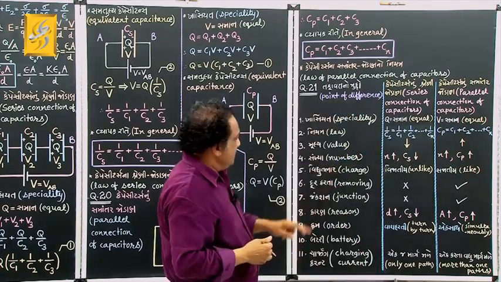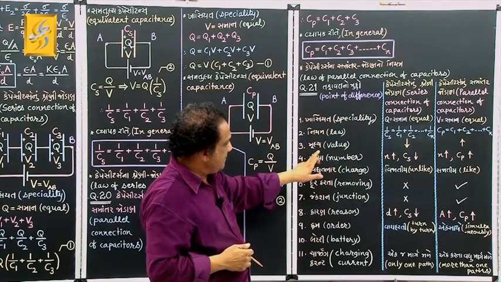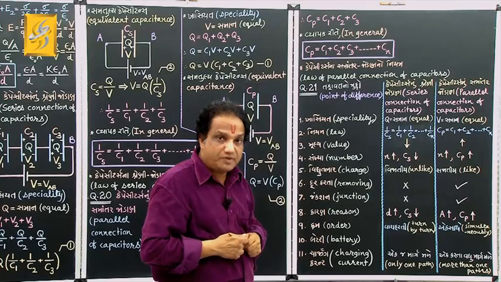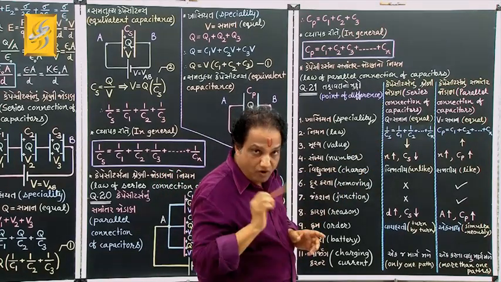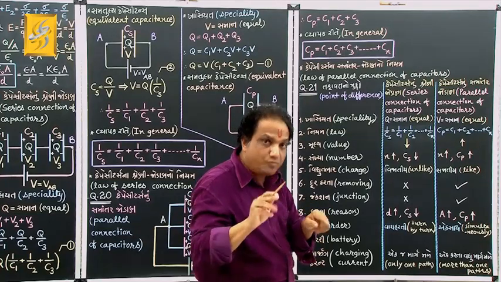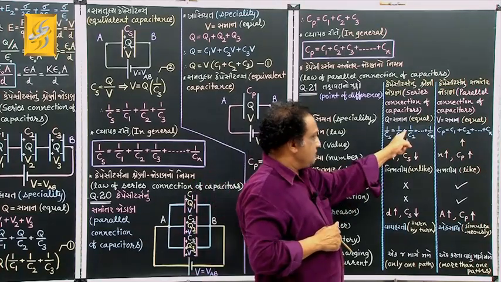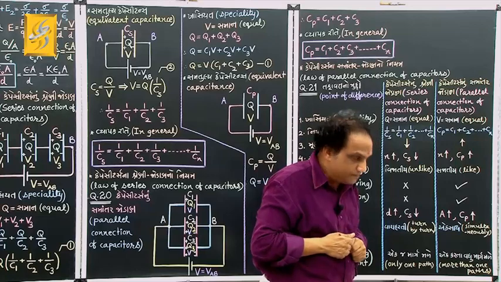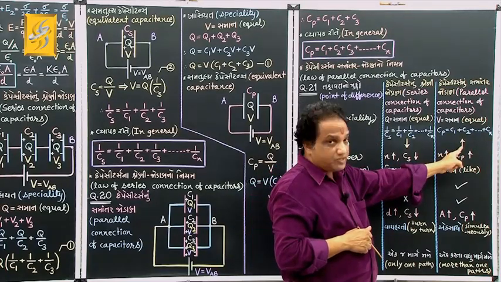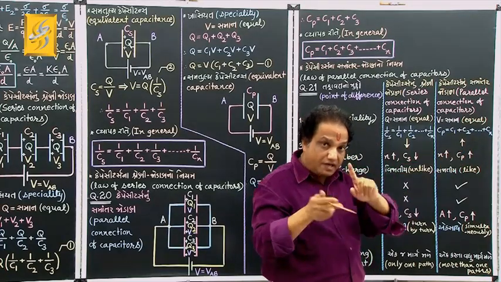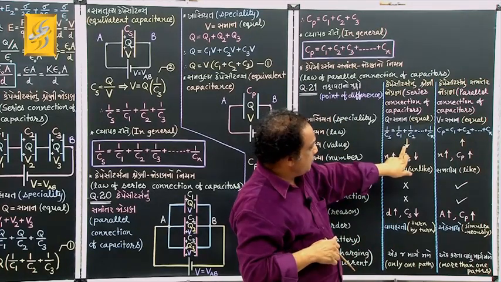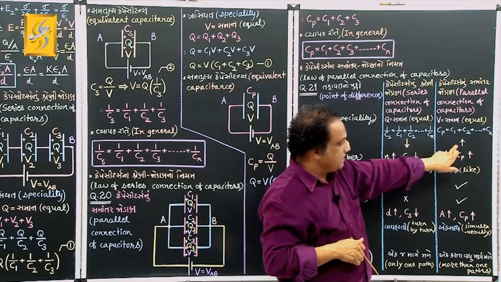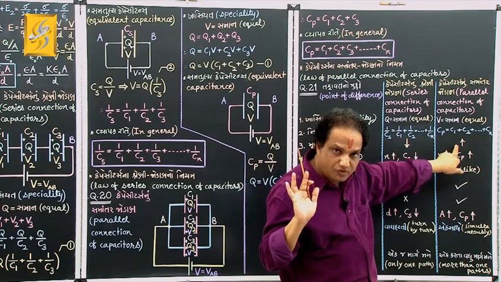Got it? Let us go for now point number 3 about value of equivalent capacitance. Here value of equivalent capacitance is found to be smaller than the smallest among given values. Here value of equivalent capacitance is found to be greater than the greatest among given values. Here smaller than smallest, and here greater than greatest among given values. Okay.